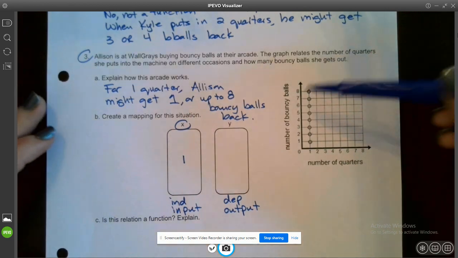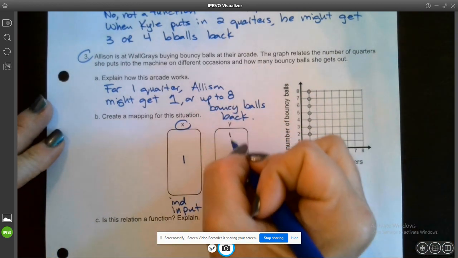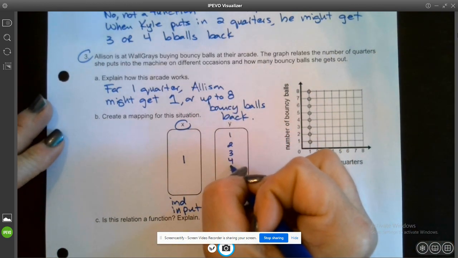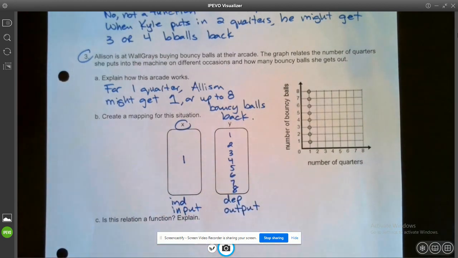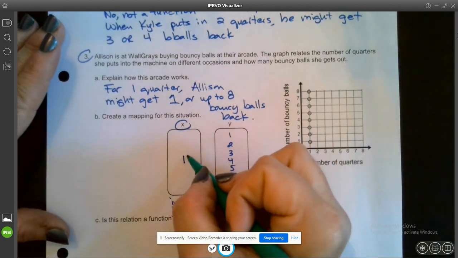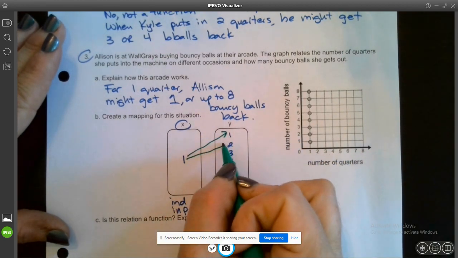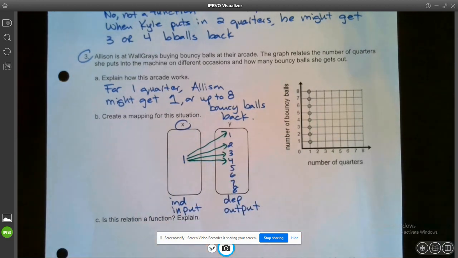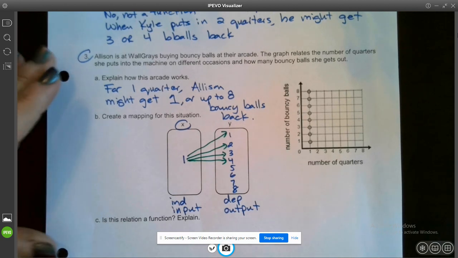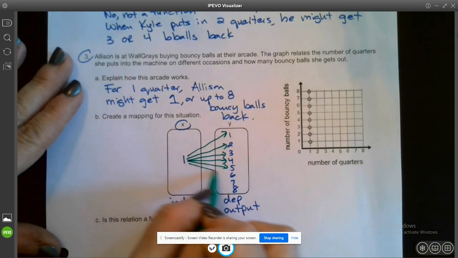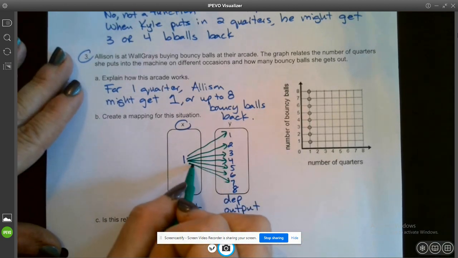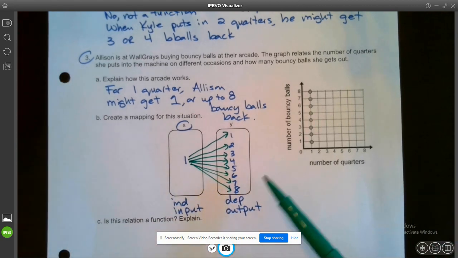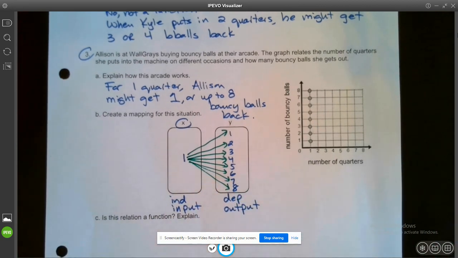Holy smokeroonie. So for Y, she can get 1, she can get 2, she can get 3, 4, 5, 6, 7, 8. But I haven't created the mapping yet. So for 1 quarter, she can get 1. For 1 quarter, she might get 2. For 1 quarter, she might get 3. For 1, she might get 4, and give 3 to her siblings. That's really cool. 1 might be 5. Holy smokes. For 1, it might all the way go to 8. Okay, that is a very bizarre mapping, right?